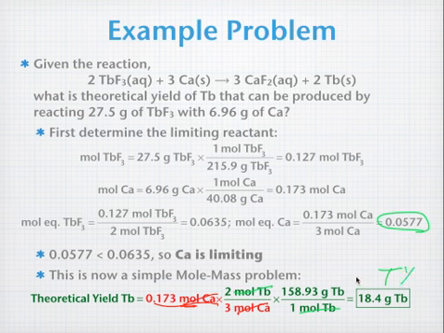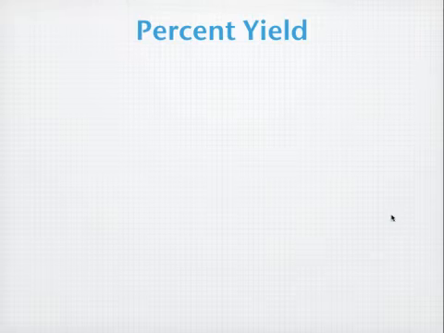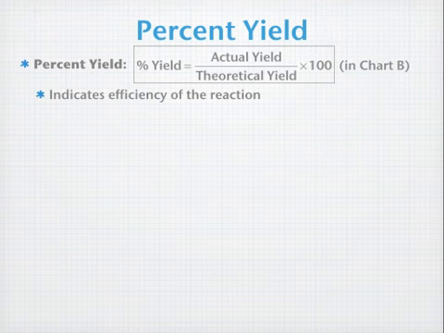All right, so this is a theoretical yield, just like any mole to mass problem you've done before, any problem in which you just want to know how much product is going to be formed from a particular reactant. Now, percent yield is relatively easy. Percent yield is just the actual yield divided by the theoretical yield times 100, and this equation is found in chart B. So at some point, make sure you go and find it in chart B.